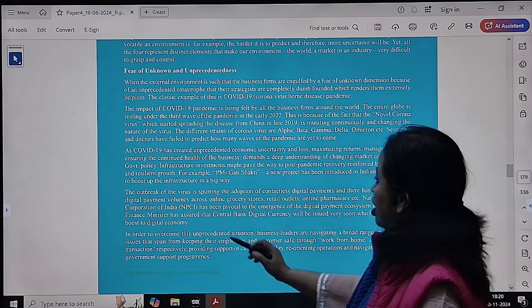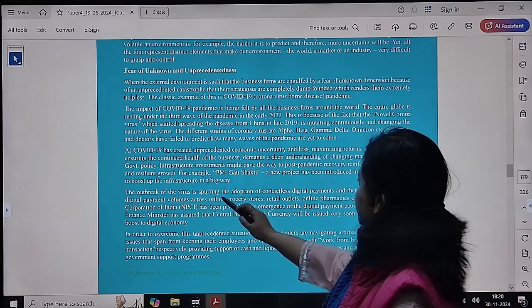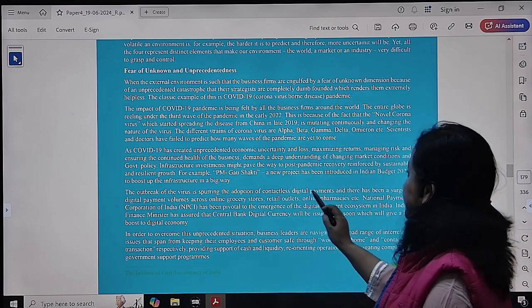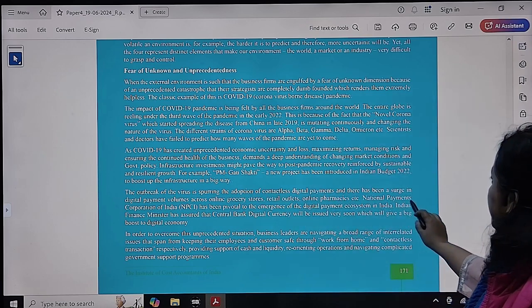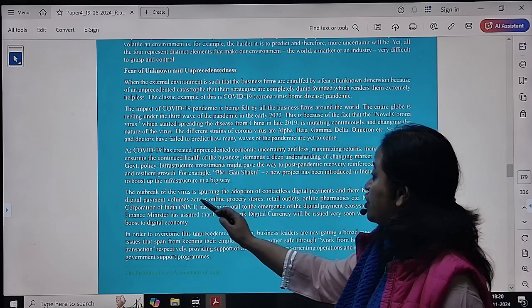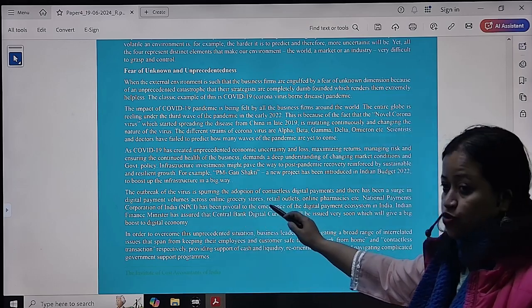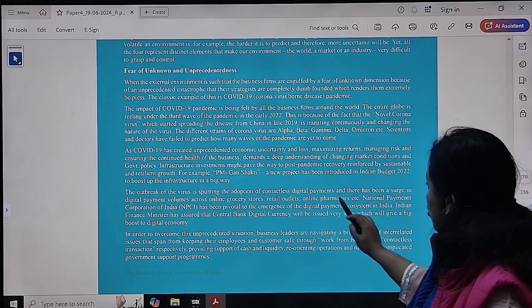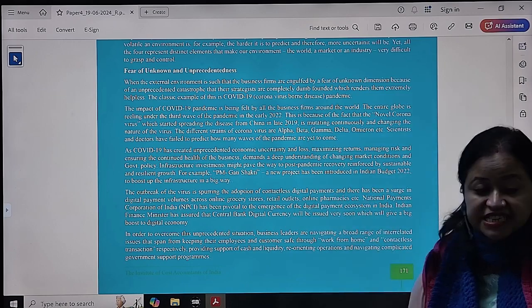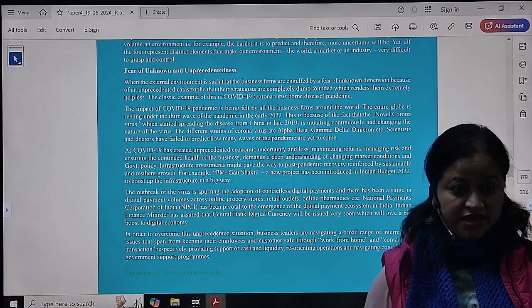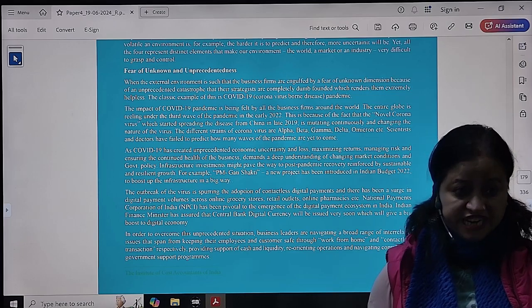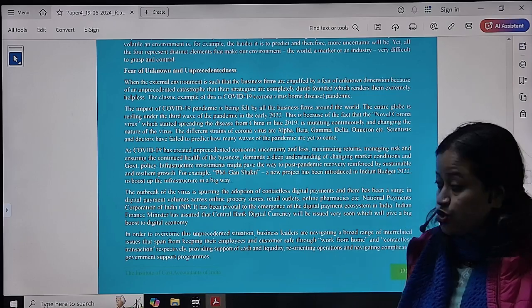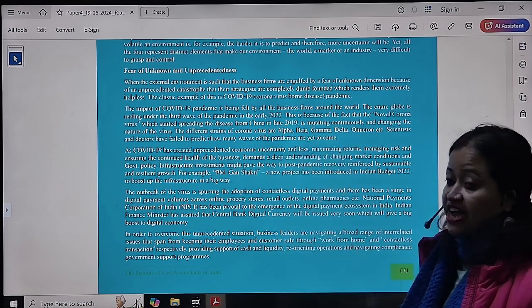So the outbreak of the virus is spurring the adoption of contactless digital payment, and there has been a surge in digital payment volumes across online grocery stores, retail outlets, online pharmacies, etc. So nowadays everywhere there is Google Pay. That has increased only because of COVID-19, right? So that is your example of fear of unknown.